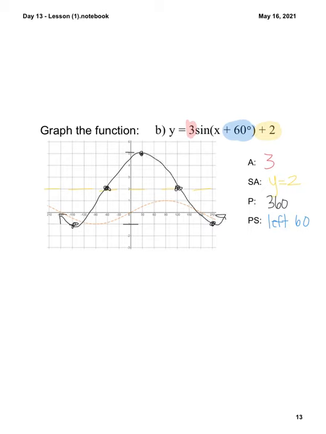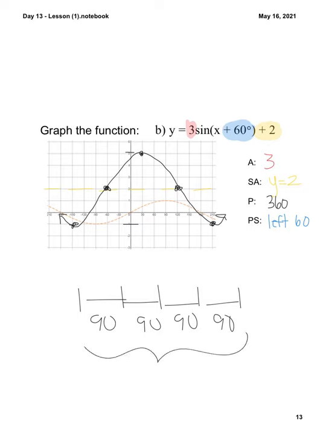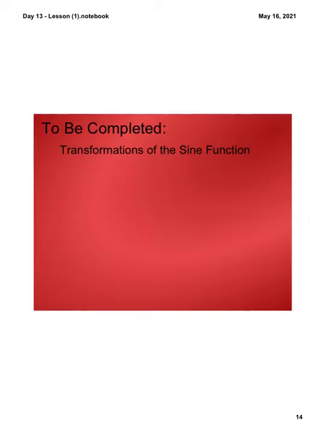Knowing that my period is always 360, the fact that each of these sections is 90 degrees, so between my middle line and then my max, and then my middle line and then my min, and then my middle line again, is really beneficial for me. As long as I make my grid go up by 30 degrees every time, I can easily plot any kind of function that I'm ever given.